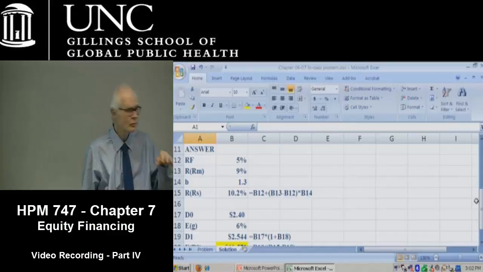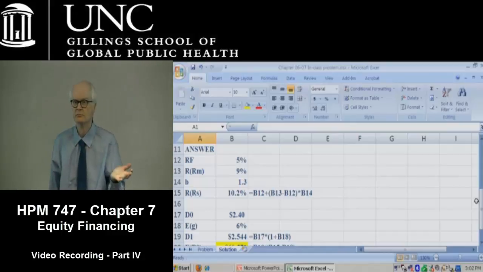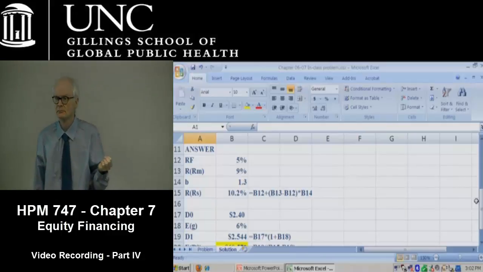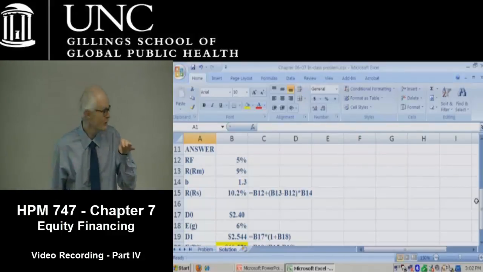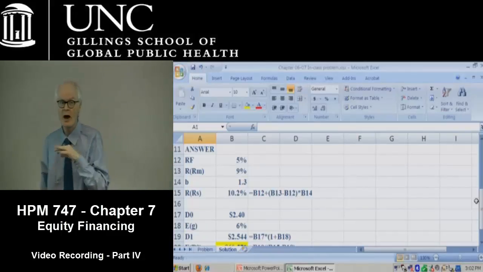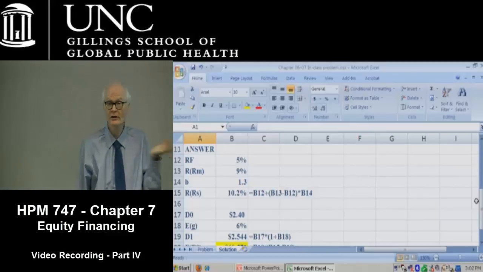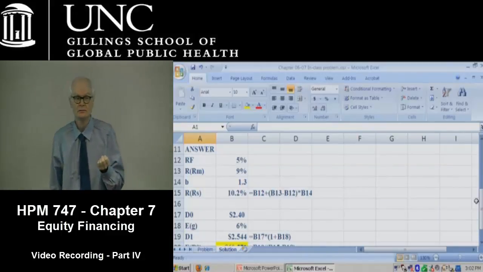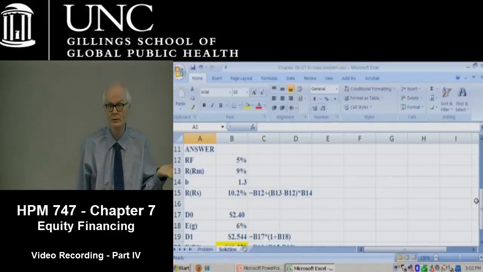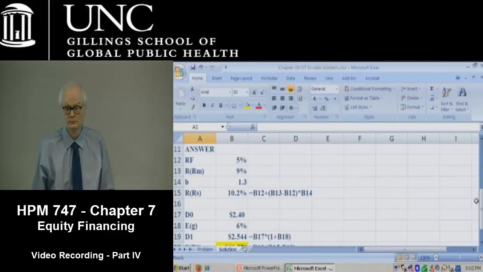If the actual price today was selling for $50, and we think it's worth 60, are we buying? We would buy the stock today. If it is really currently selling for 70, we would not buy it because it's already selling for more than what we think it's worth. Any questions about the arithmetic here?